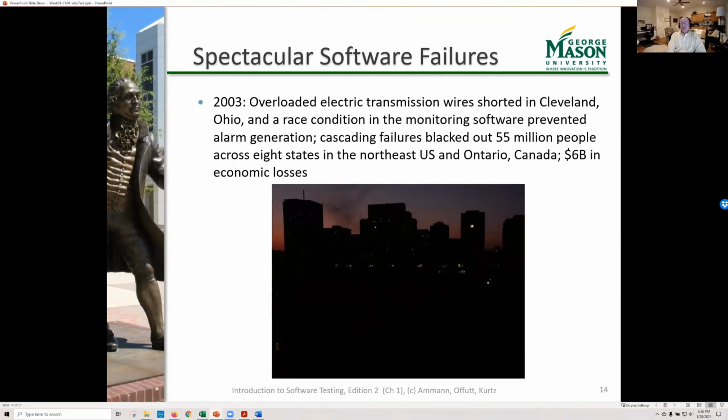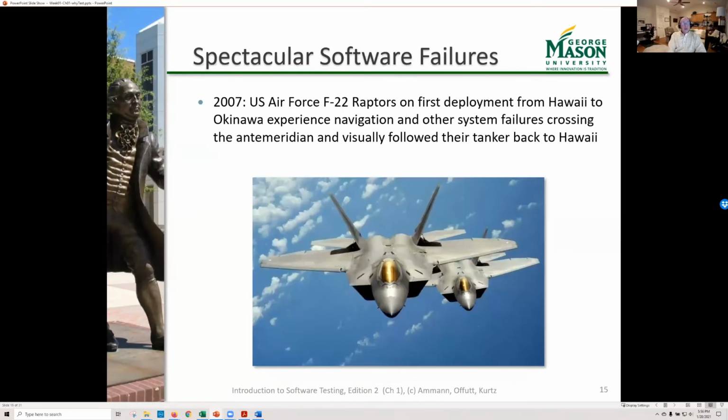2003, overloaded transmission wires blacked out most of the Northeast US and Eastern Canada. 2007, first deployment of F-22 Raptors from Hawaii to Okinawa. As they crossed the anti-meridian, plus or minus 180 longitude, their navigation and fuel management systems shut down. Fortunately, they were flying with tankers and were able to visually follow their tankers back to Hawaii.